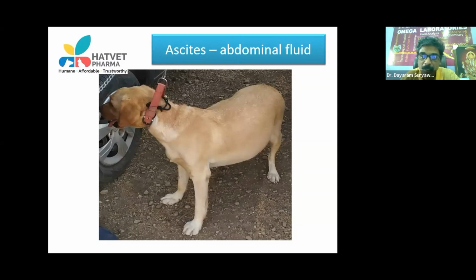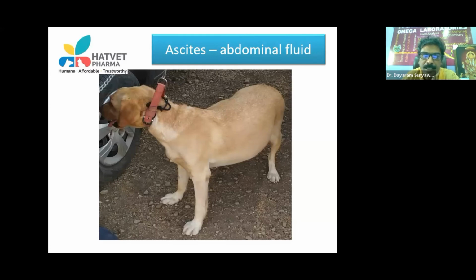So every case of ascites may not be because of only the cirrhosis of the liver or the dysfunction of kidney or the dysfunction of heart. So many times the peritoneal types of tumors, then the tumors of the bile duct, tumors of the liver, are also responsible for the ascites in the dog.